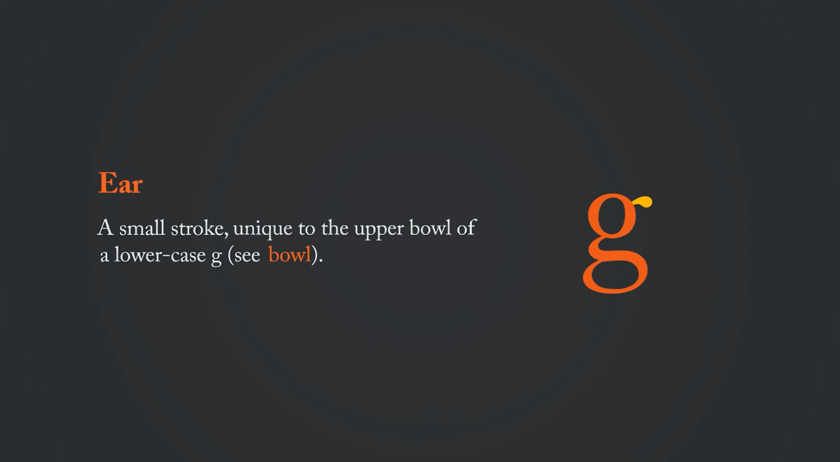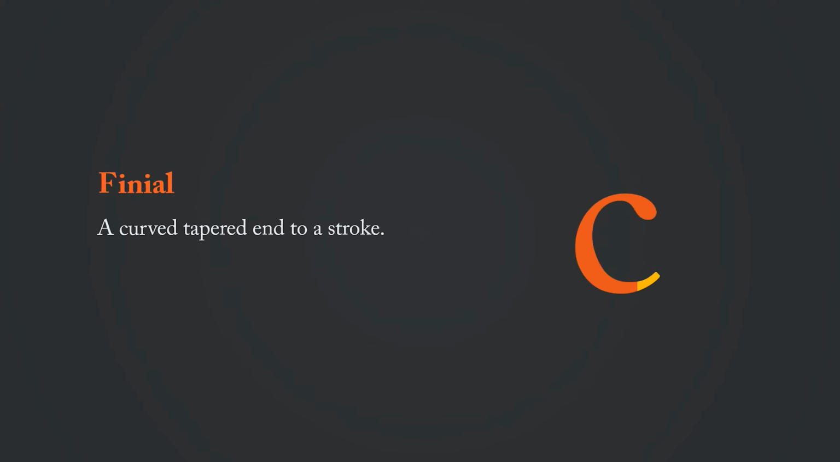An ear, a small stroke, unique to the upper bowl of a lowercase g, which I think is just beautiful. You have so many things in typography that are only used on a lowercase g with a loop, which is incredible to me. It's so precise. A finial, which is another great word, is a curved tapered end to a stroke. So like on the lowercase of this C, this is not a finial because it's not tapered, it bulges. It would have to come to a smaller, thinner point to be considered a finial.